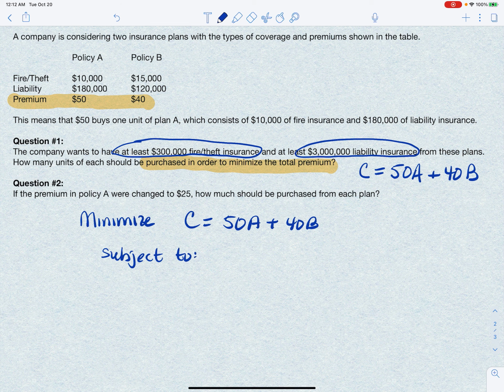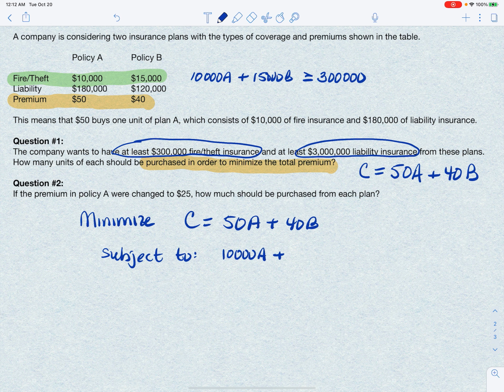So we want at least $300,000 in fire theft insurance. So looking at this, fire and theft is $10,000 per unit for policy A and $15,000 per unit of policy B. So that means that this is 10,000 A plus 15,000 B, and we want that to be greater than or equal to 300,000. So I'm actually going to write that down here. 10,000 A plus 15,000 B greater than or equal to 300,000.